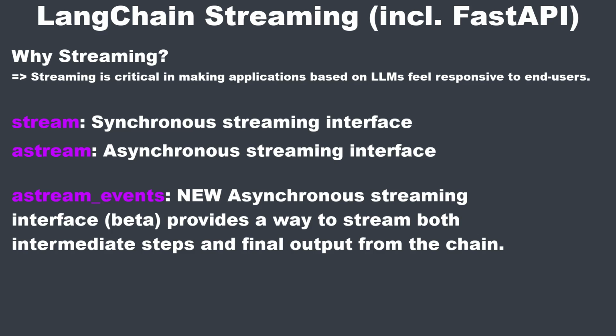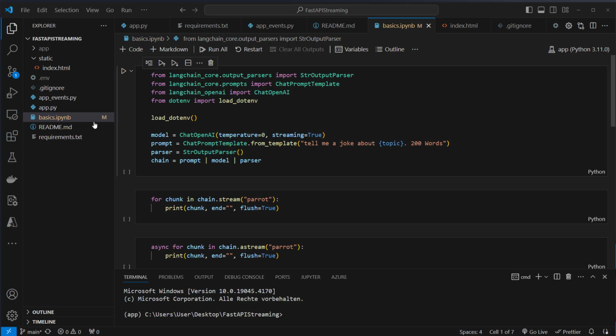We will also explore how to use streaming with LangChain in combination with FastAPI and stream data from a FastAPI backend to a frontend. Okay, I'm currently in VS Code, and you can also find the link to this repository in the description. On the left, you can see multiple files. We will start with the basics IPython notebook, and I will walk you through the streaming interface of LangChain.